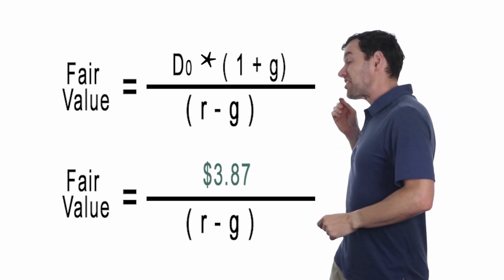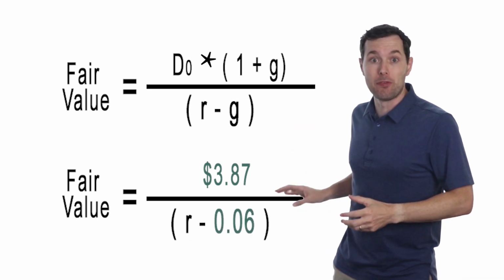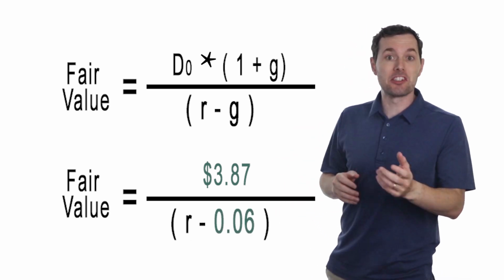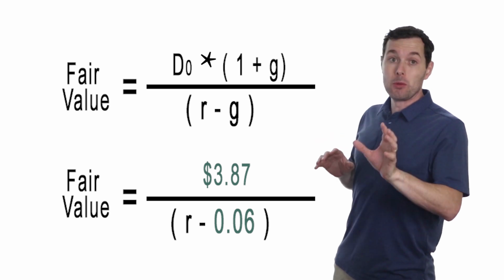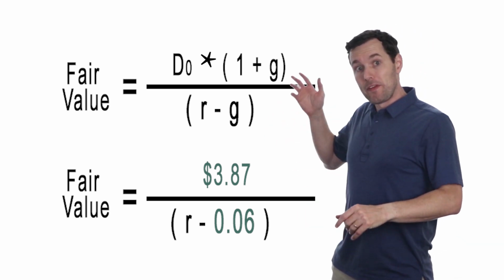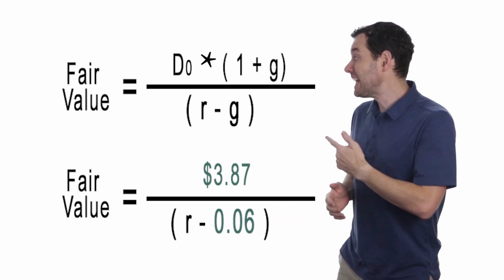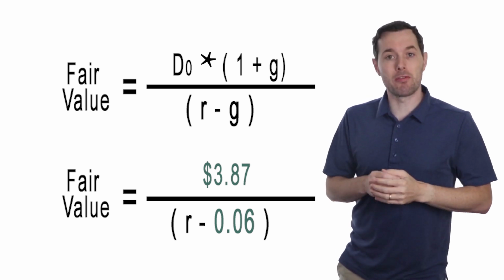Now we want to apply that same growth rate to the bottom part of the formula. So I'll just plop in that 0.06 to the bottom. Just so we're on the same page, the growth on the top, growth on the bottom, same number. Now we need R. R is the required rate of return.